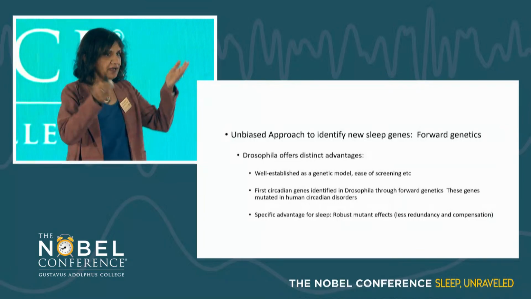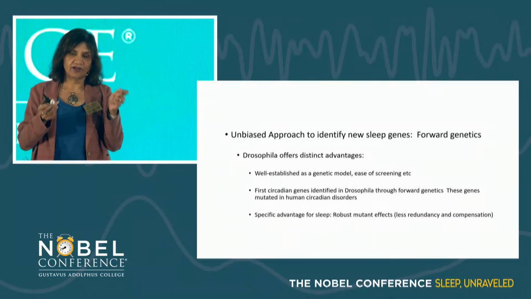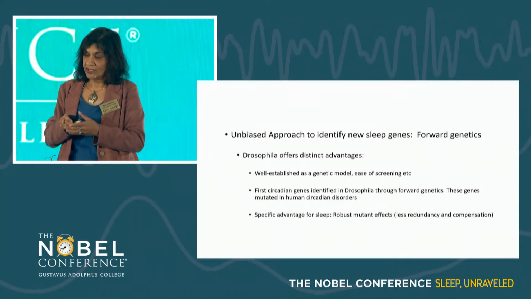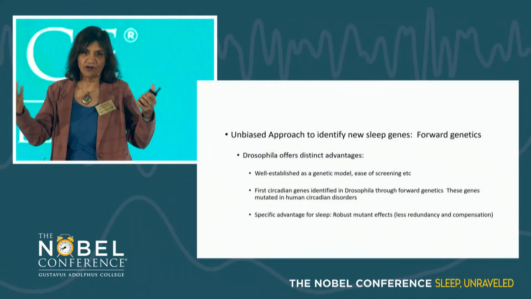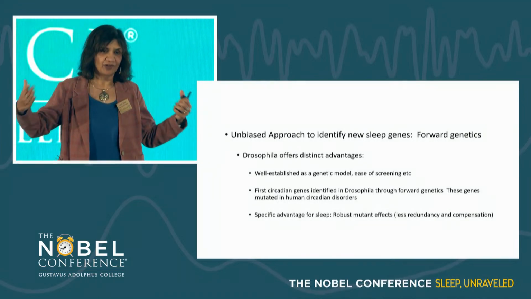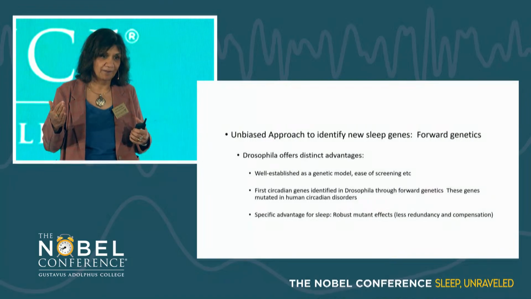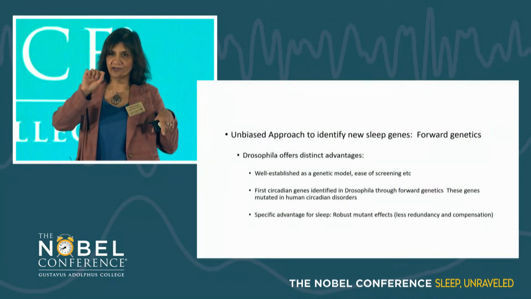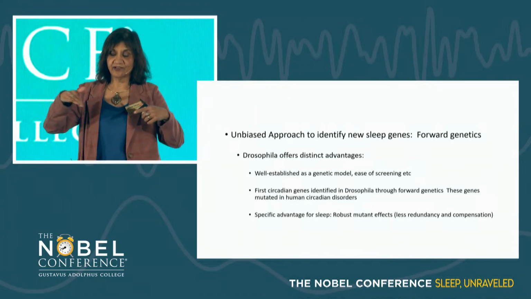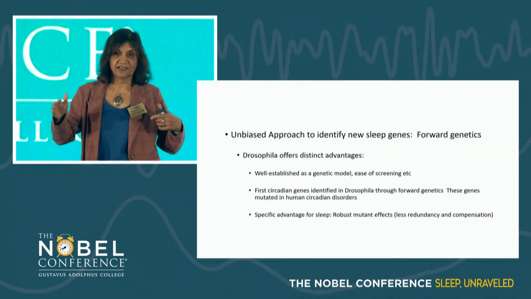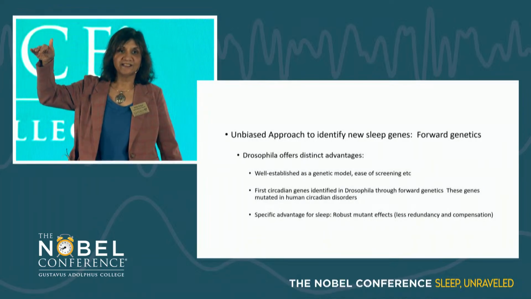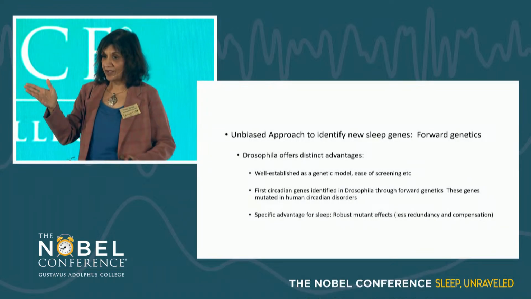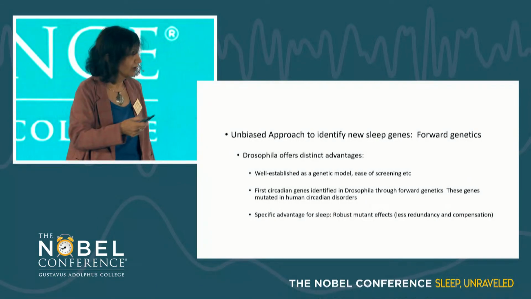So if you want a mutant that you really want to use for molecular dissection, you need something that has a very strong phenotype. In other words, a very strong effect on sleep. And in flies, it's easier to get that because there's less compensation and redundancy. In mammals, many genes serve the same function, so you lose one and the others make up. In the fly, that doesn't happen as much.